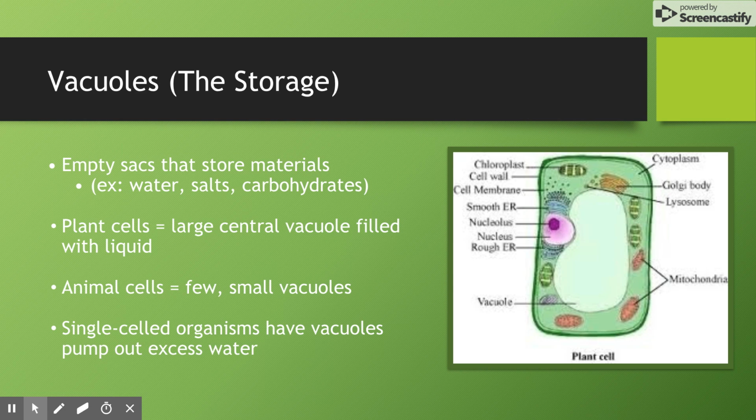And then single-celled organisms have a special type of vacuole that's going to help pump out excess water. This is actually so that they don't explode. We don't want them getting too much water in them, and then the membrane ruptures and they explode all over the place. So they have really special vacuoles to do that. So it's the storage center.